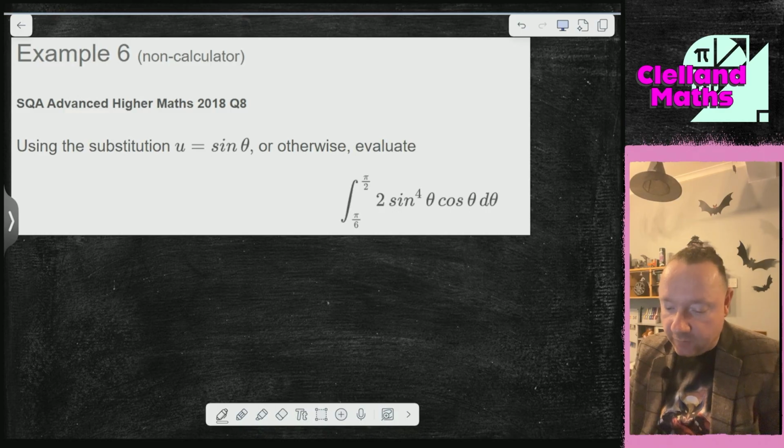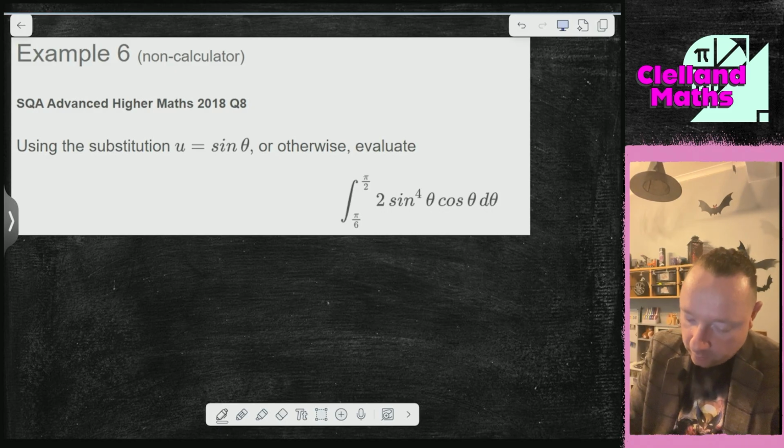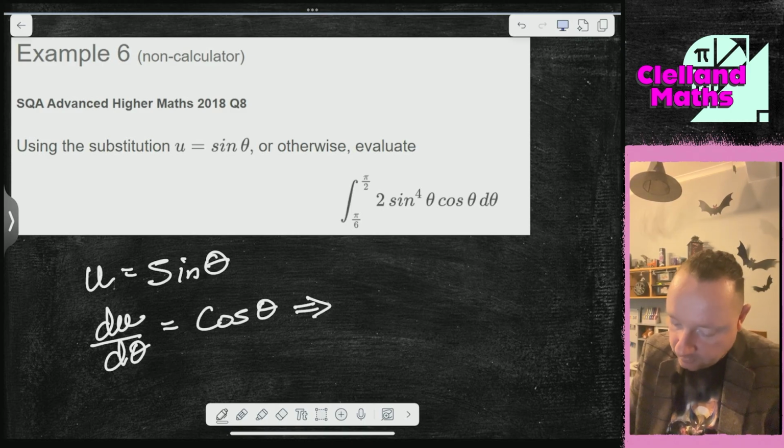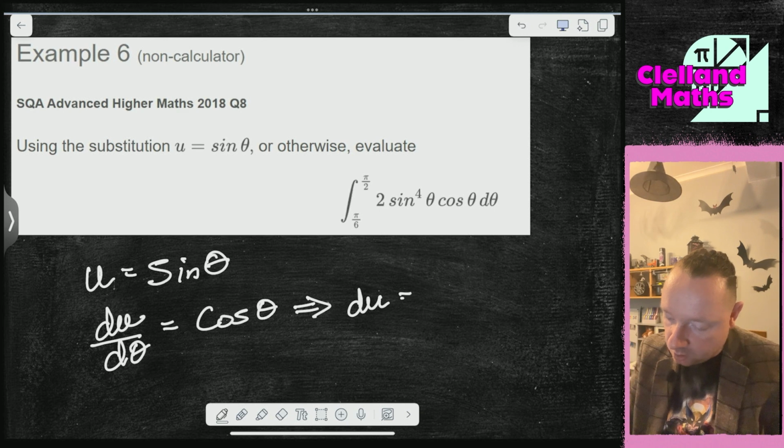Example 6, SQA Advanced Higher Maths 2018, question 8. Use the substitution u equals sine theta, or otherwise, to evaluate the integral between pi over 6 and pi over 2 of 2 sine to the power 4 theta cos theta d theta. So we'll start with our substitution. u equals sine theta. That means the du by d theta is cos theta. That means the du is cos theta d theta.